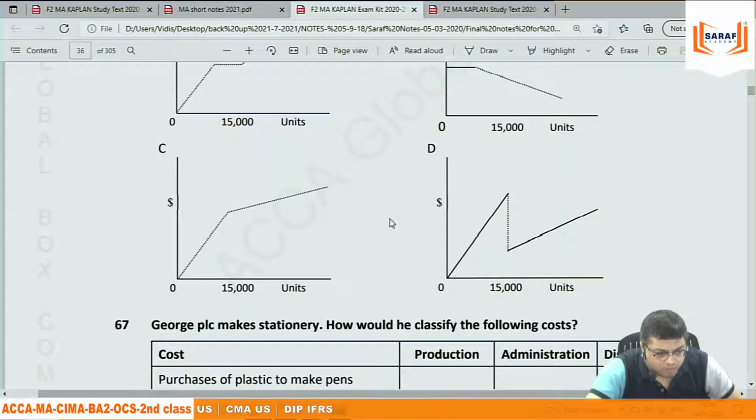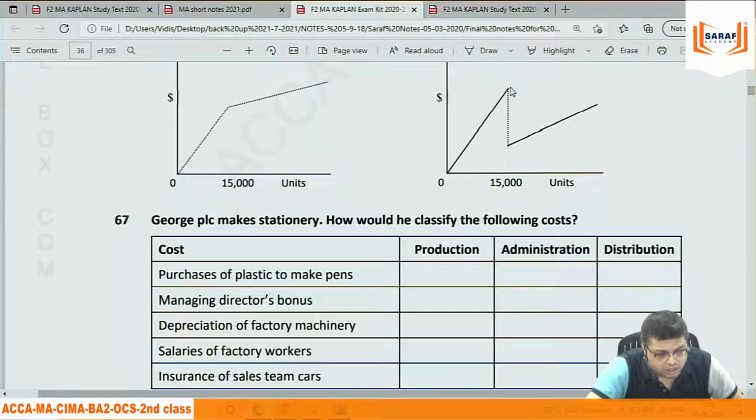Then what is the problem with C and D? In C they are saying that up till 15,000 it is this, and beyond 15,000 it is less. But they are saying in the question that for 15,000 also the cost is lower. Means that for the first 15,000 also the cost is lower.